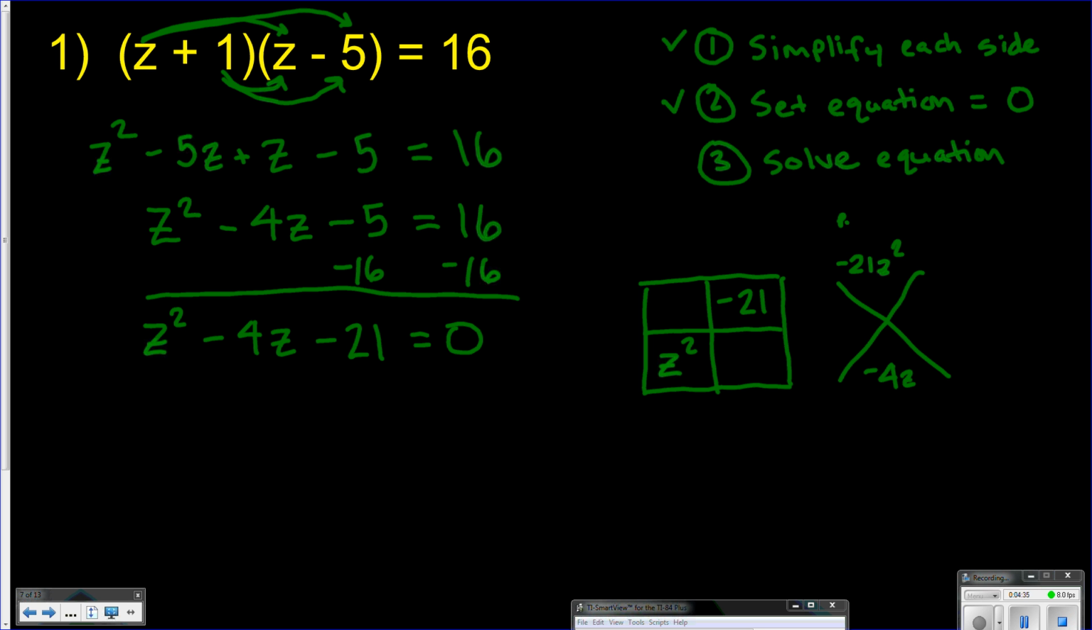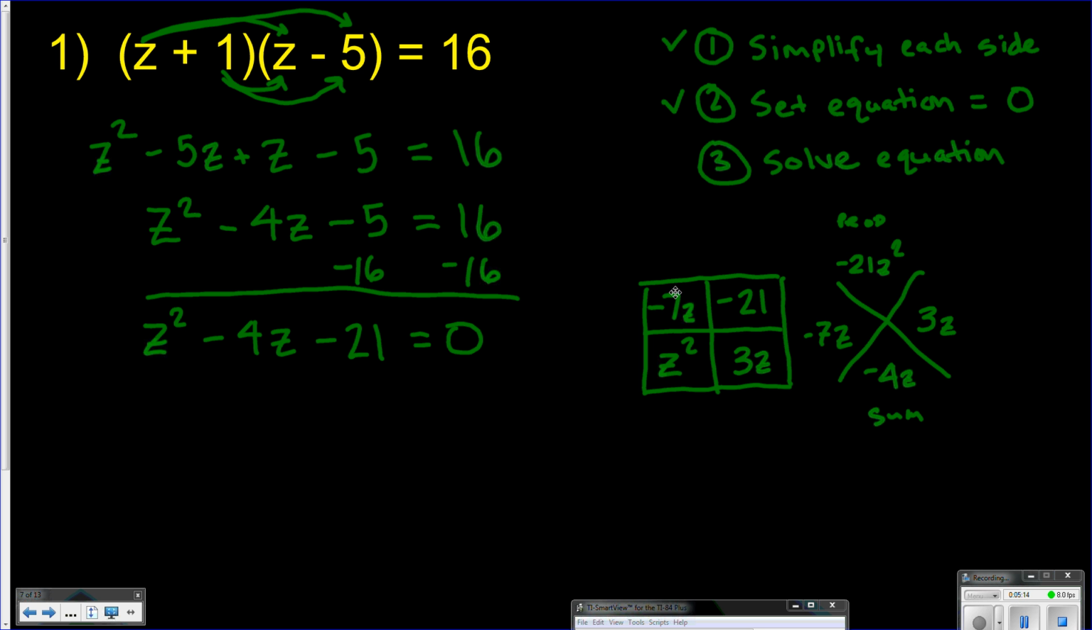So remember, this is the product. This is the sum of these two. So two numbers that multiply to give us negative 21z squared and then add to give us negative 4z would be negative 7z and positive 3z. Remember, you need to have more negatives than positives because you have a negative sum down here. So let's put a negative 7z up here and a positive 3z down here.